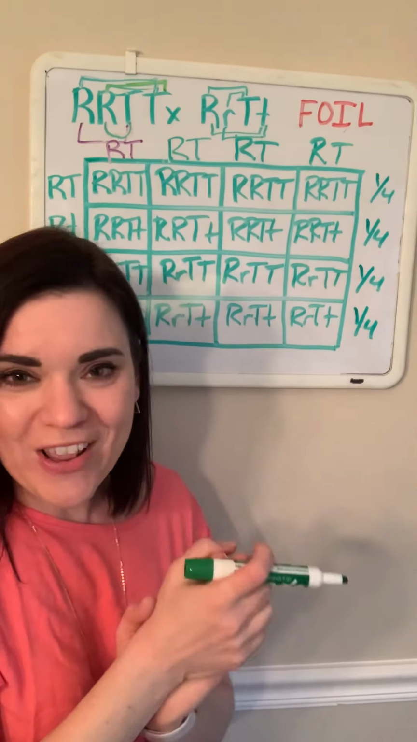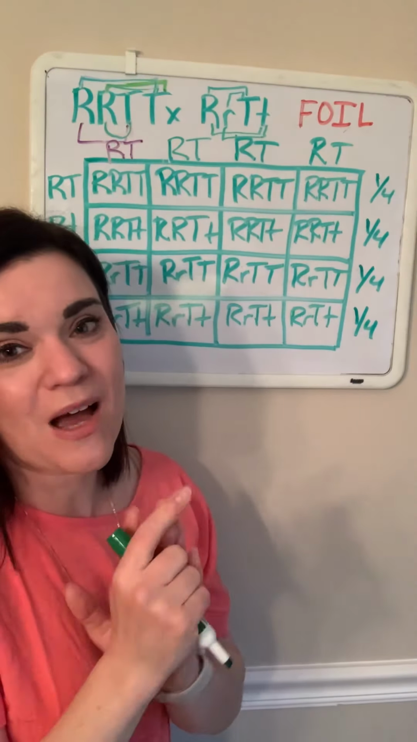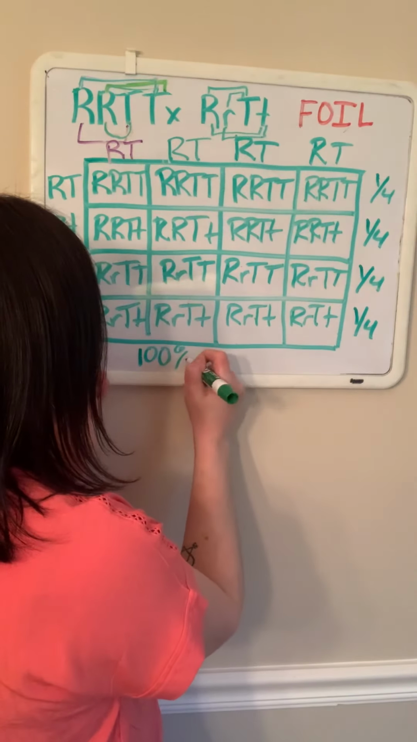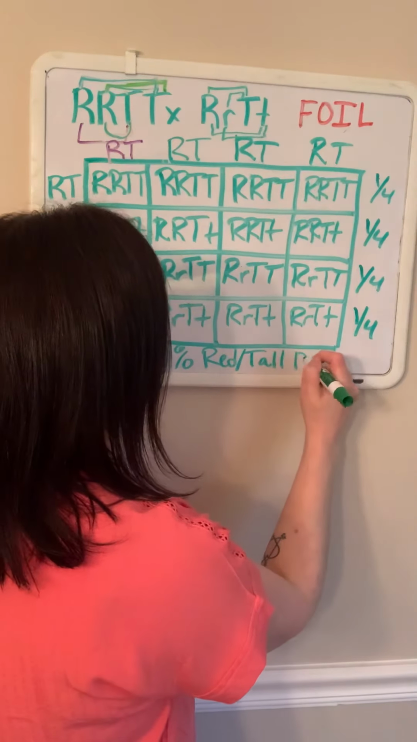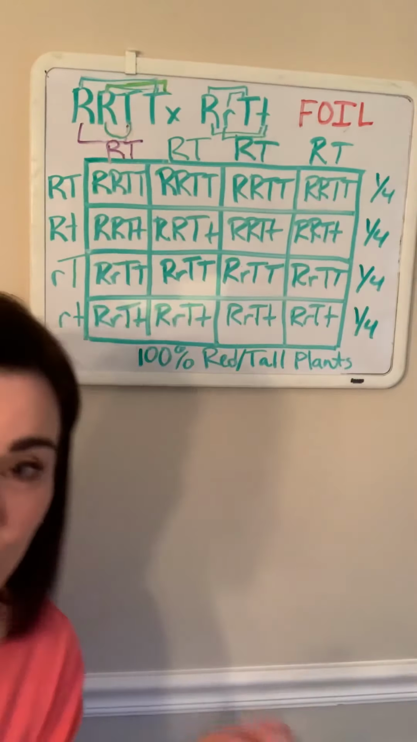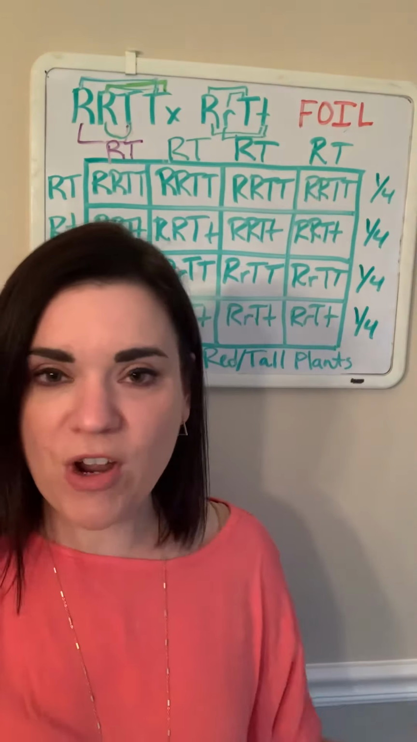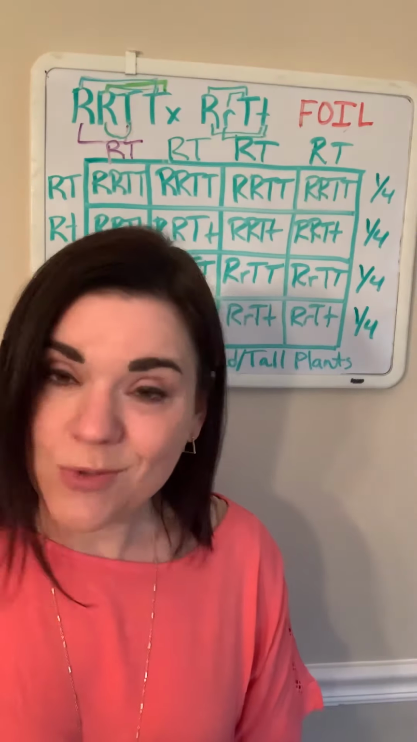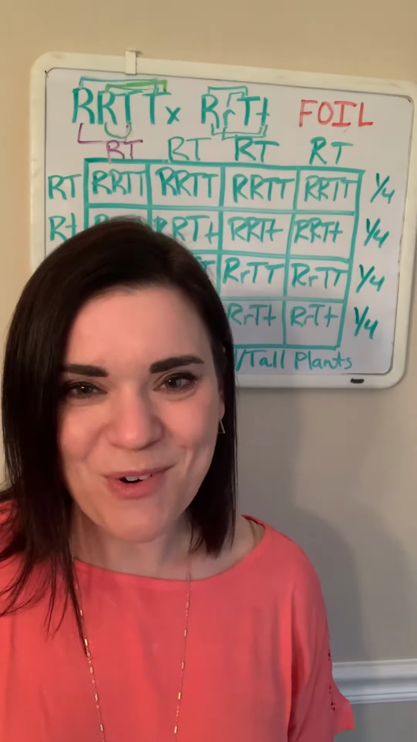Remember from the forked line method, what was the phenotype of all of these? They all have at least one dominant allele for both of the traits. So they're 100% red, tall plants. So that's how you do the Punnett square method for dihybrid crosses. Again, forked line or the Punnett square, they're both very acceptable. I want you guys to master at least one of them. If you have any questions, watch the video again, post on the discussion board or send me an email.